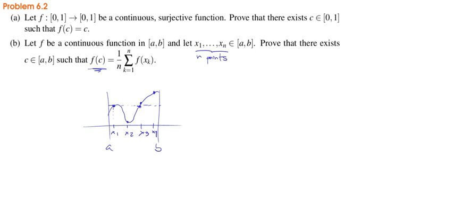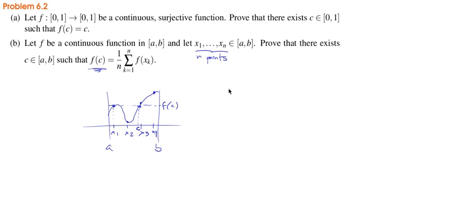So there's a value here, c, such that f of c is exactly this average. And so you get the idea, because the average is going to be between the highest and the lowest term, and the function is continuous, it's going to take every value in between. So there's going to be a c that has this particular value. That's the graphical idea. How do we prove this more rigorously?